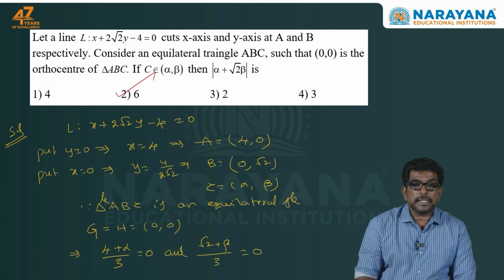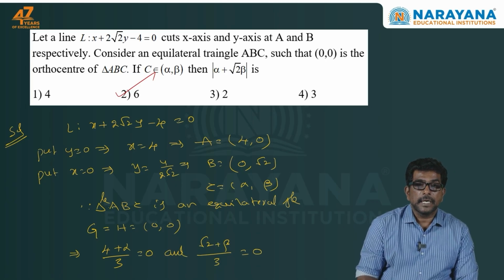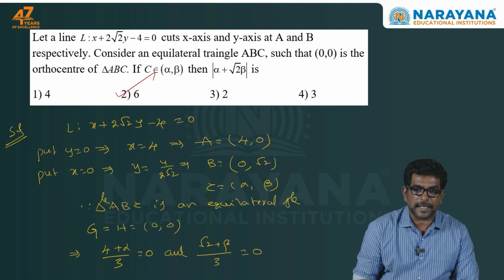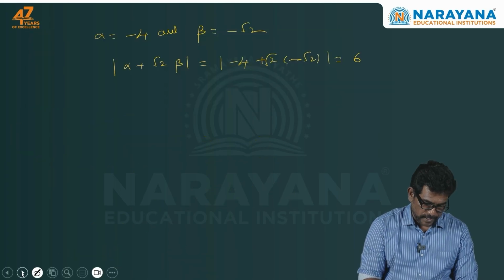The problem is related to straight lines and the intercept form of the straight line, and the equilateral triangle concept and its properties are involved, but the problem is moderate. Next one.